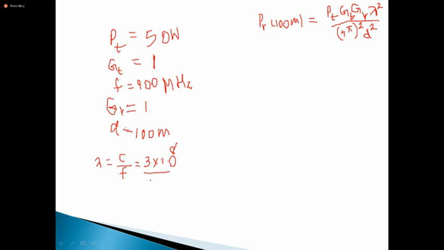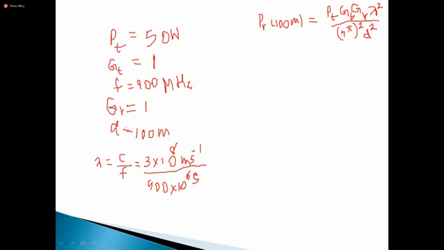And F is 900, you have to put the units, 900 into 10 to the power 6. If you always put units in calculations, then when you substitute into the equation we have no fear, because the units cancel out and the answer comes in the relevant unit. So don't just substitute the value alone. Always make a habit to put the units.